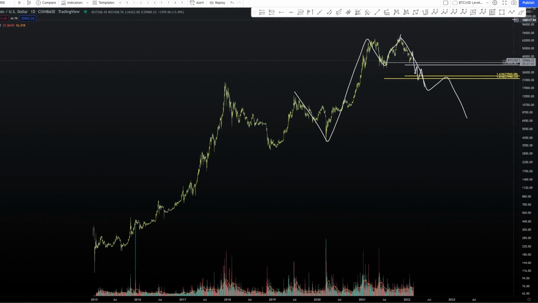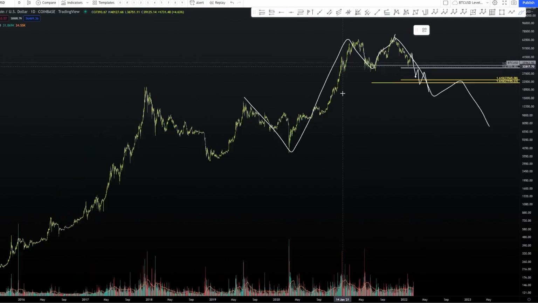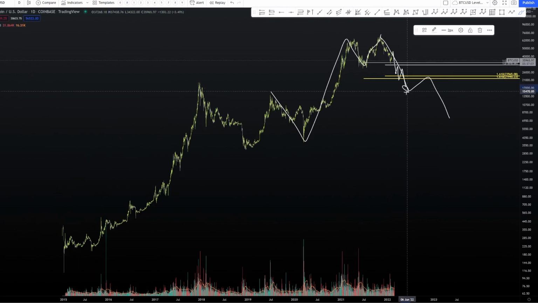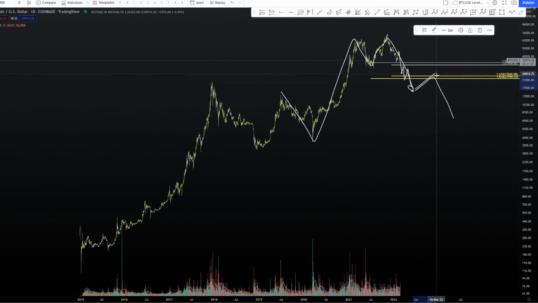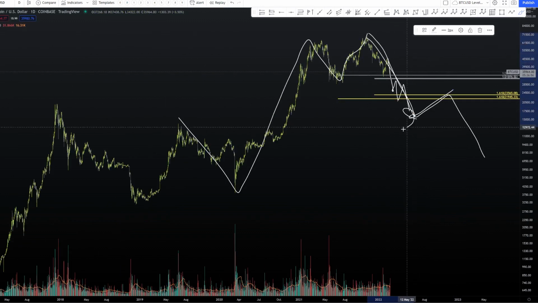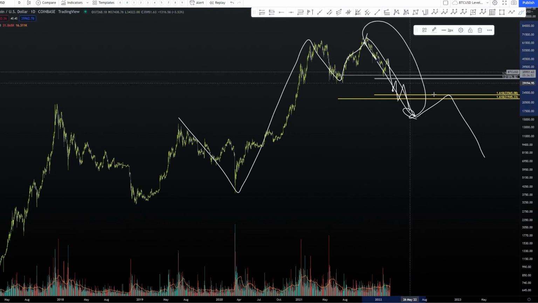So if we do fall down here below this 1.618, especially below this order block right here, and we do get a bottom somewhere down here, maybe around this order block, we get a rise up on decreasing volume. That could be a signal that this is simply the wave B of a zigzag, as opposed to this being the wave C of a flat, and this being the start of an impulse wave.